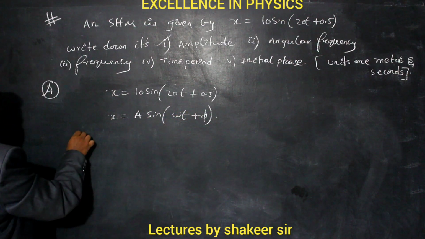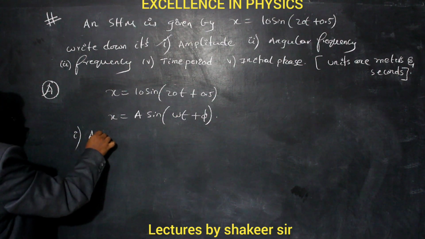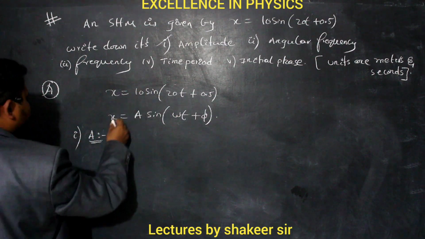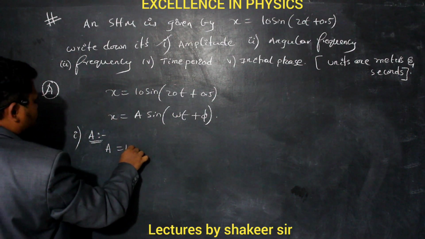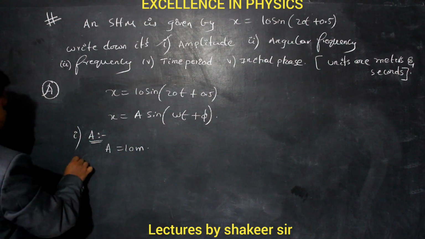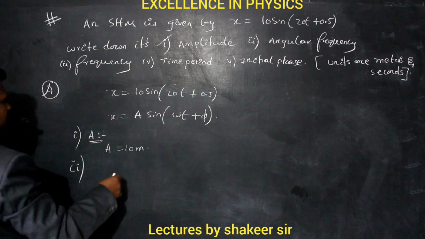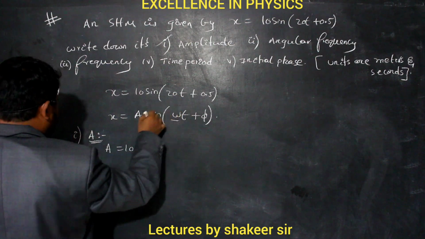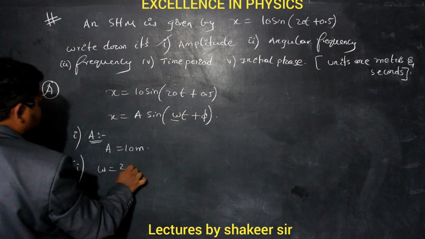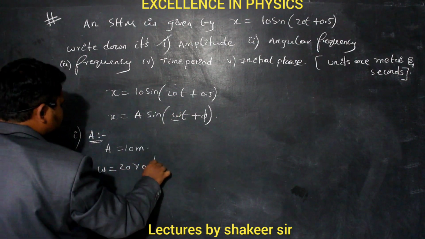So what is the first quantity? First one he is asking is amplitude. Amplitude is nothing but 10 here. So A is equal to 10 meters. Clear? Second one he is asking angular frequency, nothing but omega. Compare this: omega is equal to 20 radians per second.